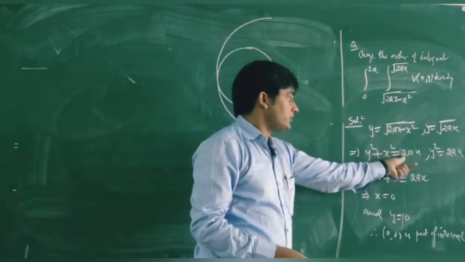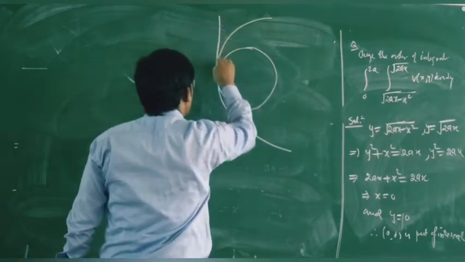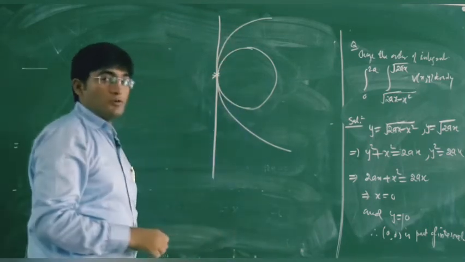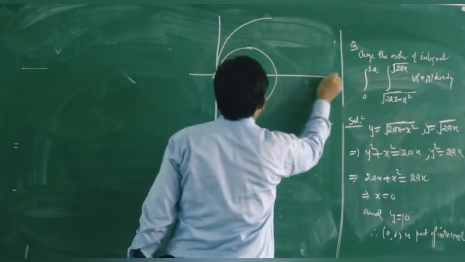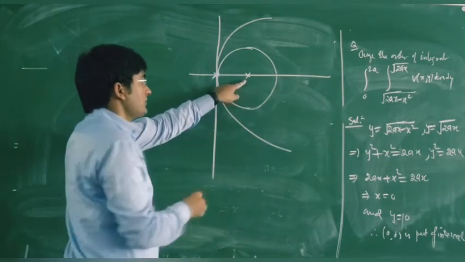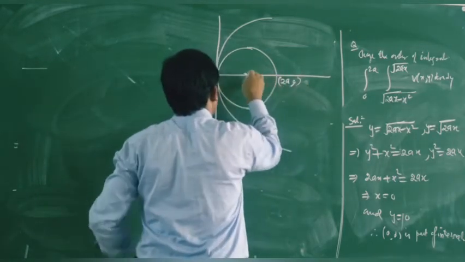Here you can see that the only point of intersection is 0, 0. So this is your only one point of intersection, which is your origin. That means 0, 0. We have the center as a, 0. So this is your center. So this will be your 2a, 0. And here the center is a, 0.